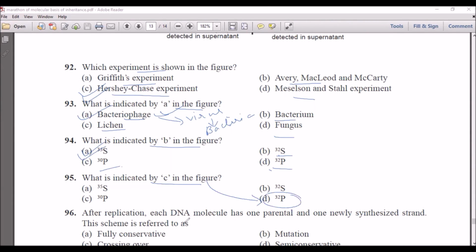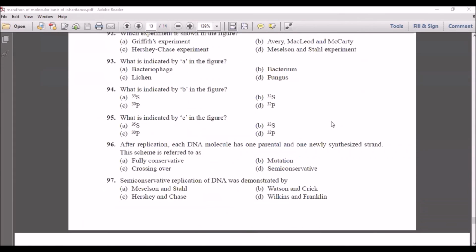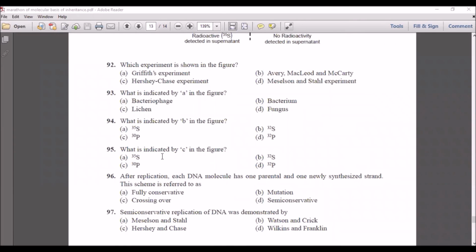After replication, each DNA strand has one parental and one newly synthesized strand. This scheme is referred to as conservative, mutation, crossing over, or semi-conservative. We know that DNA replication is semi-conservative. One strand comes from the parent and the other strand is new, and this is the reason it is known as the semi-conservative mechanism of DNA replication.